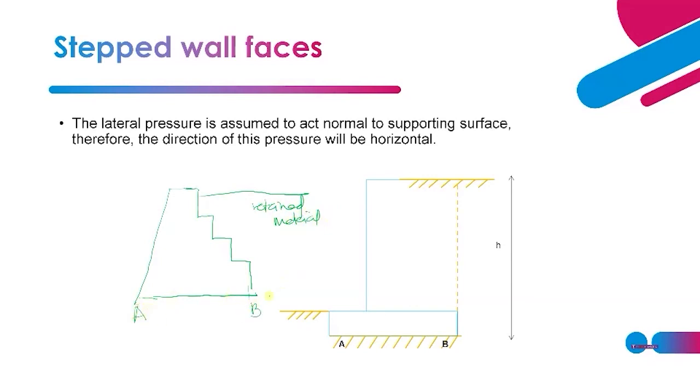This is toe, this is heel. Heel mesti dekat belakang. The lateral pressure is assumed to be abnormal to the supporting structure. Therefore, the direction of this pressure will be horizontal. Sama je. Macam mana you kira for the wall yang I tunjuk. Contoh straight kan. Doesn't matter the step sekalipun.